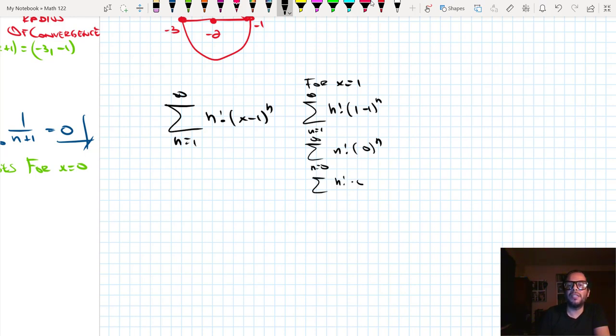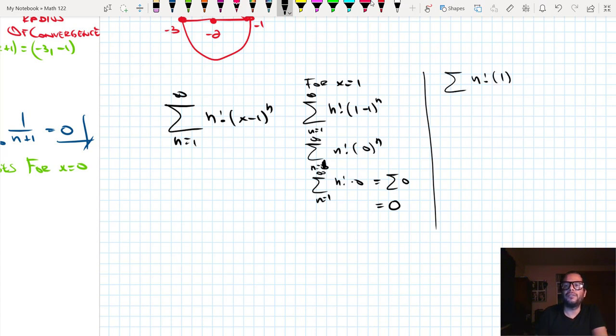N factorial times 0, and n starts at 1, not 0. And this will be the sum of all the terms 0. So 0 plus 0 plus 0, what are you going to get here? This converges to 0. This series converges to 0. But if we plug in another number, let's say 2, sigma n factorial 1 to the n.